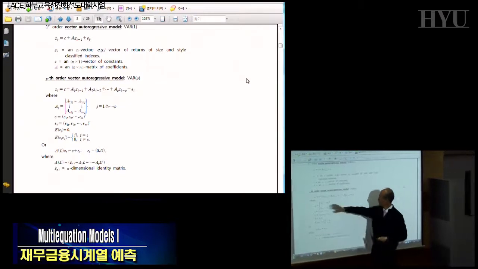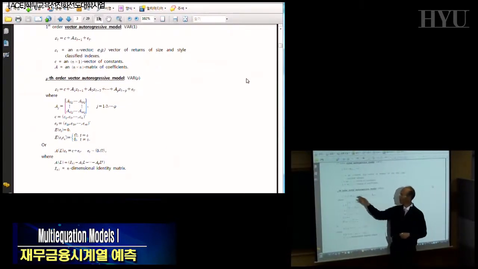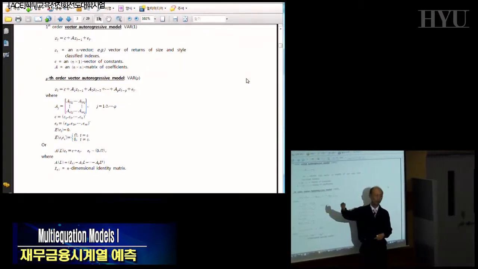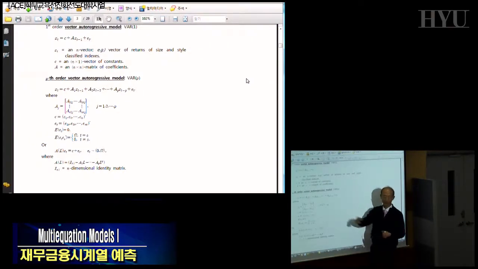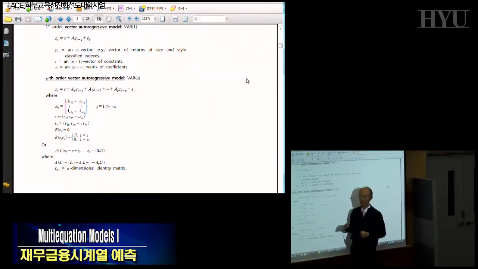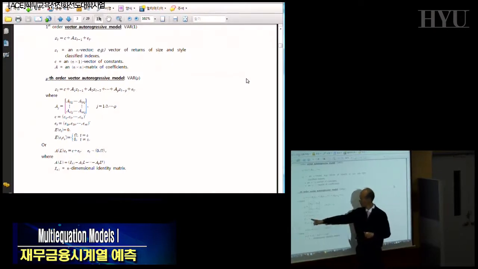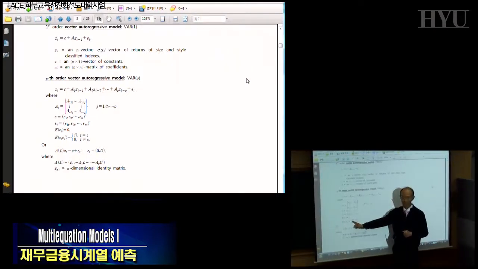So usually the estimation of these coefficients is done by equation-by-equation least squares, which is very simple. Of course, if you want to estimate this model using maximum likelihood estimation, then you have to make some assumption about this one. For instance, E of t is distributed multivariate normal with mean 0 and covariance matrix sigma.